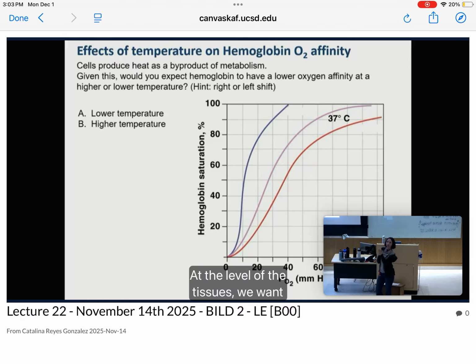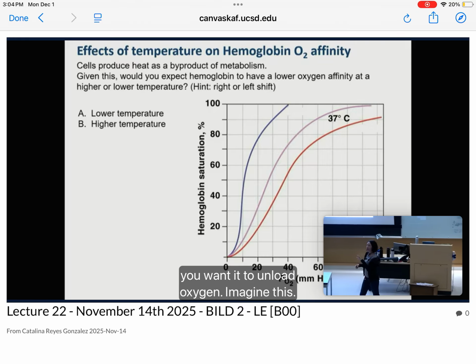At the level of the tissues, we want to unload oxygen or load oxygen? What's that? Unload. Right? Is that what you said? You said load, okay. It's unload. At the level of the tissues, you want it to unload oxygen.